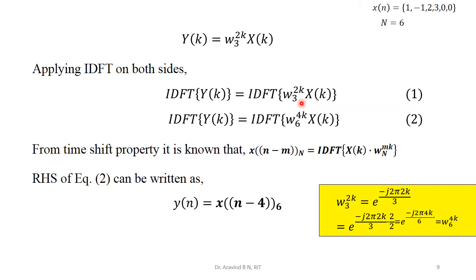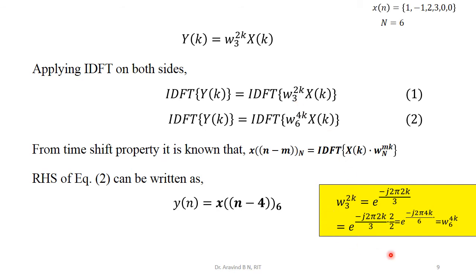Otherwise it is not possible to apply the time shift property, because whatever the sequence length that has been given must match with this twiddle factor representation. The time shift property says it is x of k into omega n mk, where this n is nothing but the same value as the length that has been given, n is equal to 6. But in this question, it is not given in a direct form, they have given it as 3. So first we need to convert that into 6. How to make the conversion?